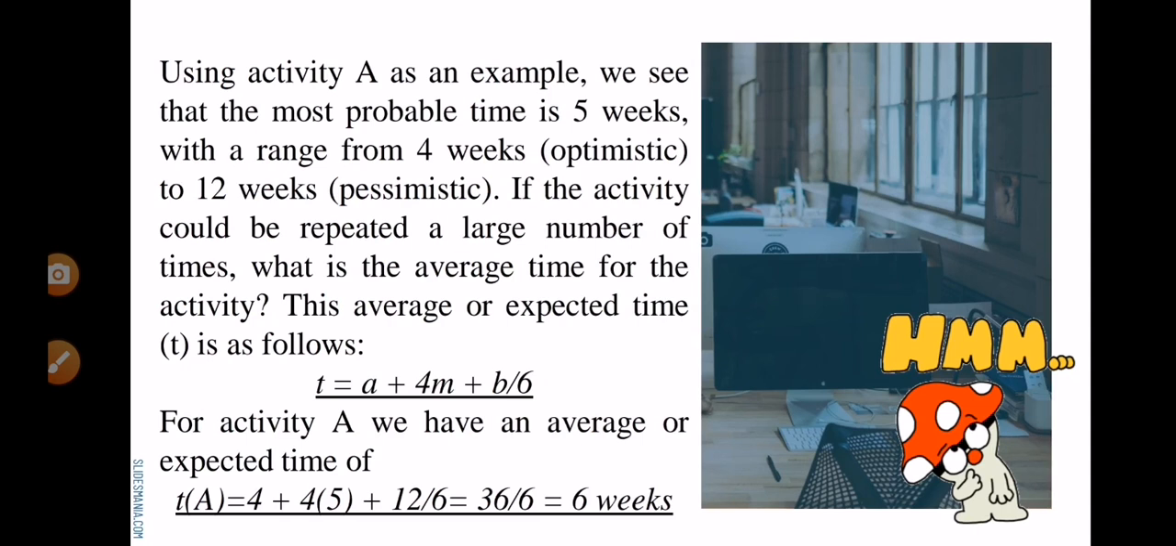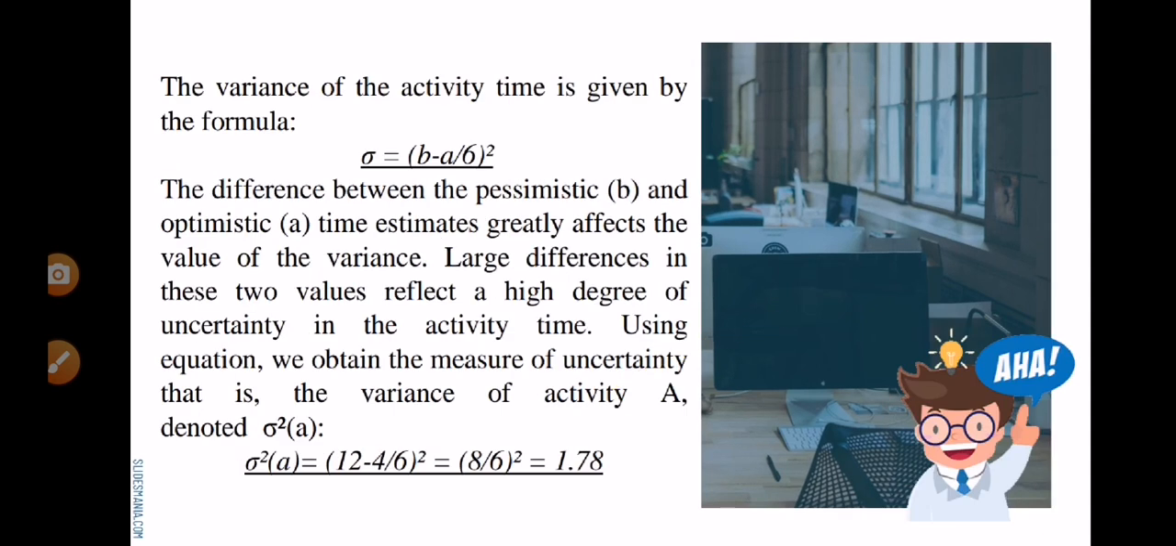So for activity A, we have an expected time of 4 plus 4 times 5, right? 4 times 5 is 20 plus 4 is 24, plus 12 is equal to 36. So 36 divided by 6, we will have 6 weeks. So the average time for activity A is 6 weeks.